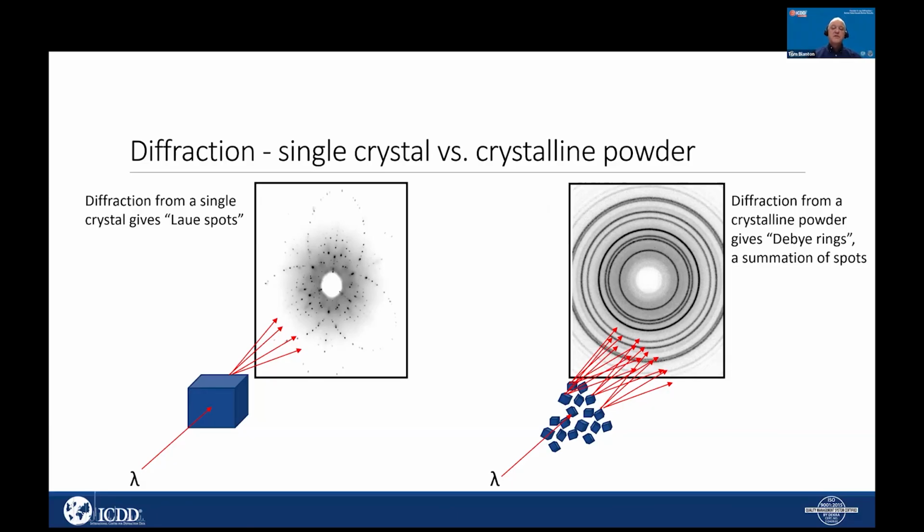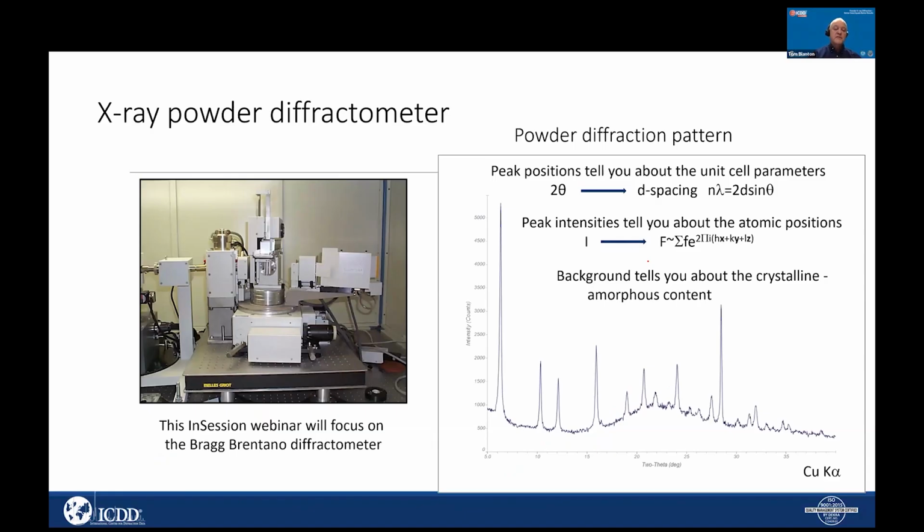More specifically, you can think of your diffractometer as contributing essentially a small slice of the Debye ring, and if it's a random powder, no matter how you orient the sample, you would get the same pattern. If there's preferred orientation or large crystallites, you might see some differences, and we'll hit on this a little bit later in the presentation. So the focus here today will be on the Bragg-Brentano diffractometer, primarily in reflection mode geometry.